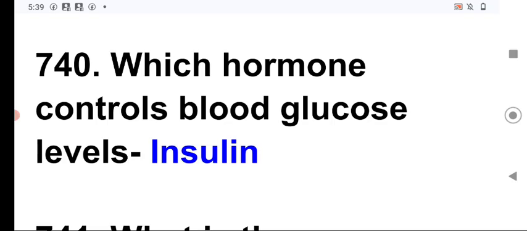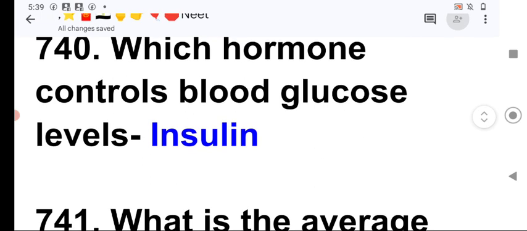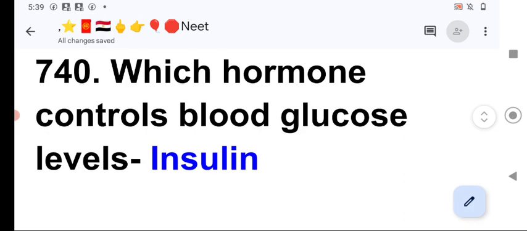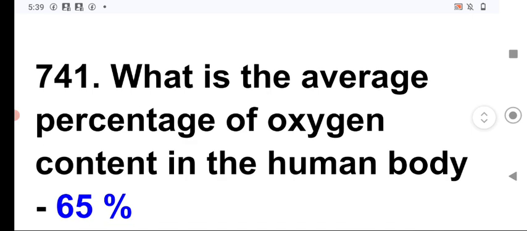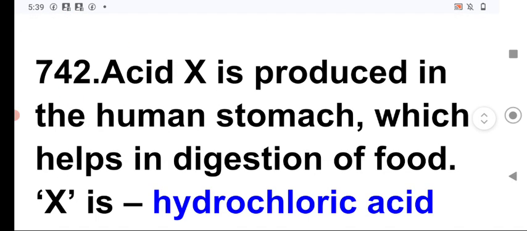Next question, insulin is a hormone which controls the blood glucose levels. Next question, insufficient secretion of insulin causes diabetes mellitus. Next question, what is the average percentage of oxygen content in the human body? It is 65%.